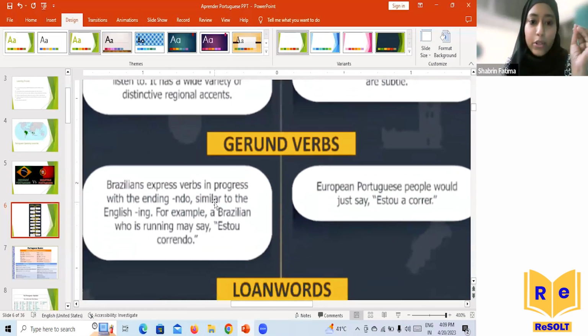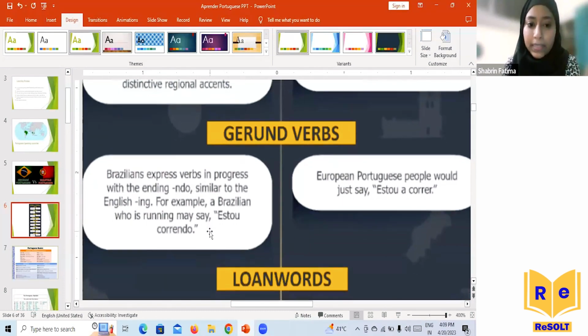Brazilian Portuguese expresses verbs in progress with the ending NDO. As in English, we use progressive tenses for the present continuous, we use ing. Like if I want to say eating, the ending for eat is ing: eating, sleeping, walking, running. So all have the ending ing in English.